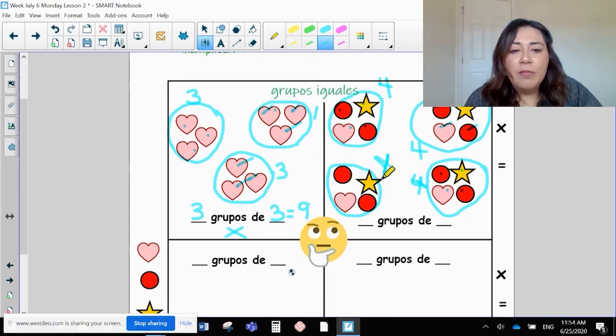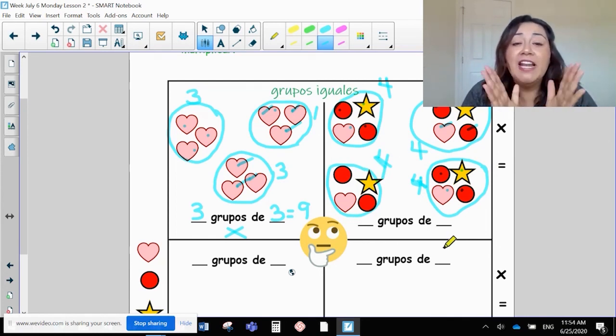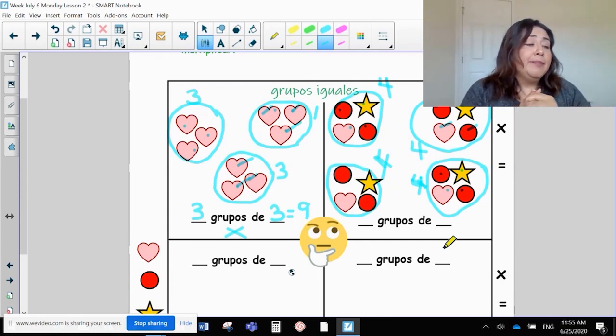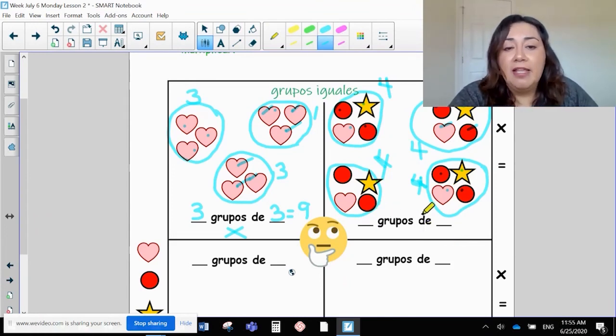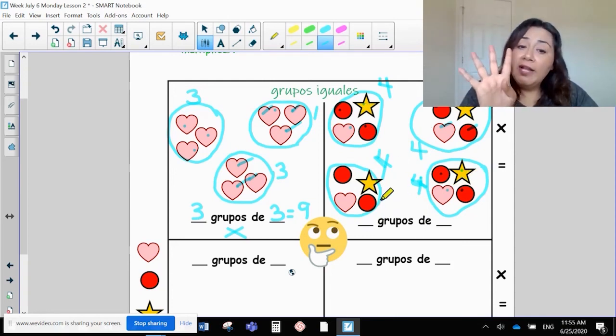Así que lo importante de este ejemplo es que recuerden que los objetos no tienen que ser necesariamente los mismos. Podemos estar contando diferentes lápices y lapiceras, cuadernos, rocas que no son idénticas, pero siempre el grupo tiene que tener la misma cantidad. Así que en nuestro ejemplo hay 1, 2, 3, 4 grupos.